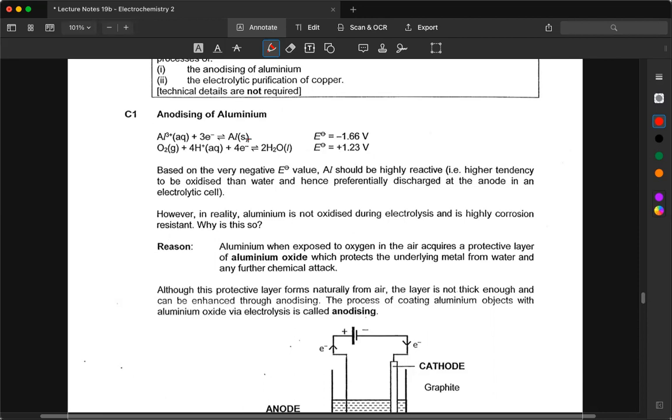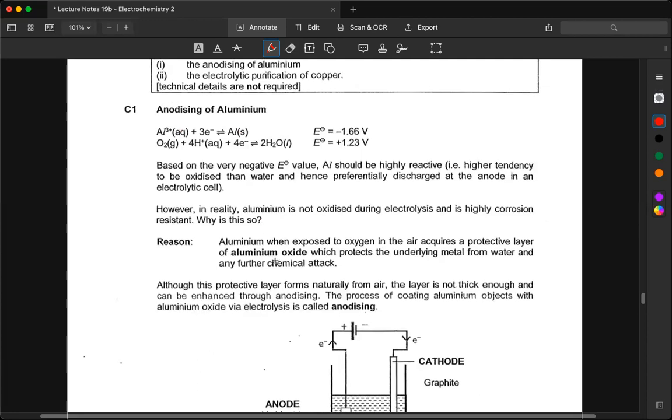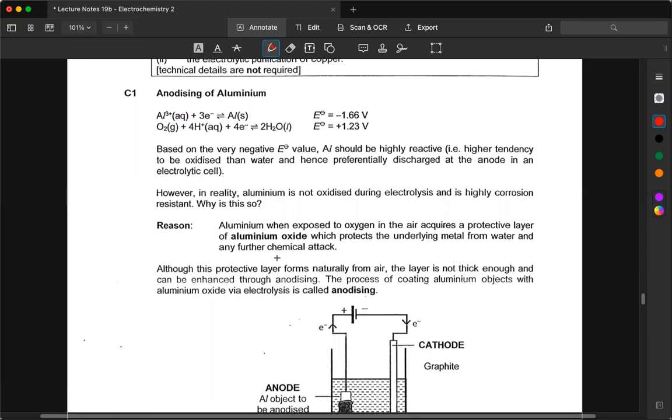That is not wrong. So by right, it should have a high tendency to be oxidized rather than water, since the one with the less positive E0 will be oxidized, which should be aluminium. However, we don't see that. Why? Because of the oxide layer, as mentioned. This oxide layer will prevent the underlying metal from undergoing any reaction.